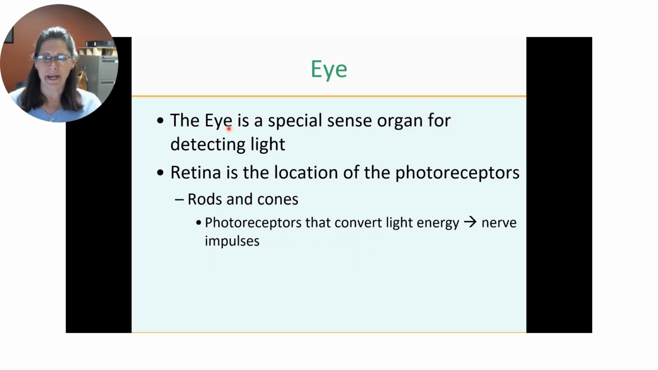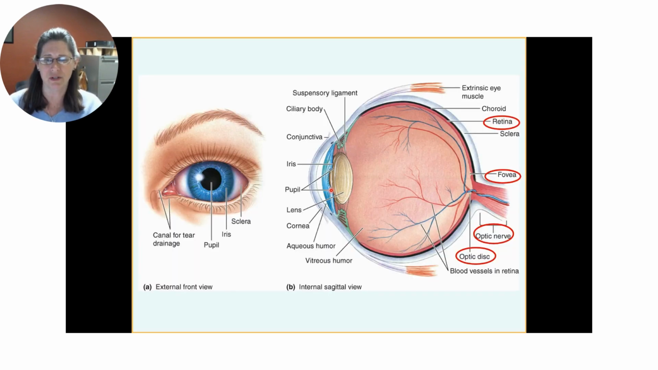We'll start with the eye. So your eyes are the special sense organ to be able to detect light, to be able to detect the visible light spectrum. Okay, and it does that through the layer of tissue on the inside of our eye called the retina. That's where the photoreceptors are located. And those specific photoreceptors are called rods and cones. So those photoreceptors, the rods and cones, get stimulated by the light, and they convert that light energy into nerve impulses or action potentials.